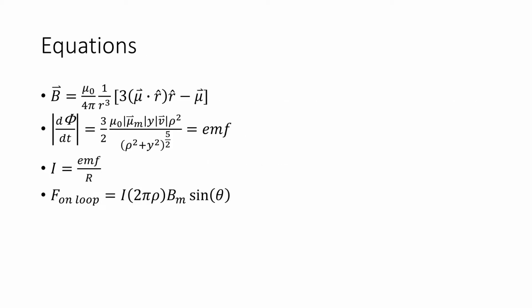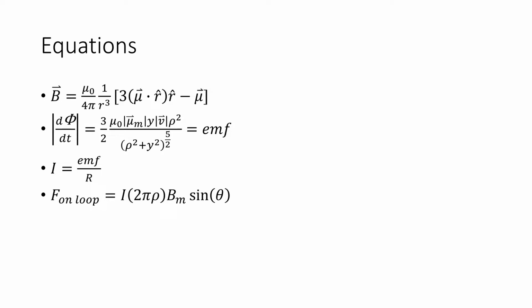These are the governing equations that I used. The first is the calculation for the magnetic field of the falling magnet. R is the distance from the bottom tip of the magnet to the edge of the loop, and mu is the magnetic moment. The next equation is Faraday's law. It states that the time rate of change of the magnetic flux is equal to the EMF of the ring. For this experiment, it can be found using this equation, where mu naught is a constant, y is the vertical distance between the magnet and the ring, and rho is the radius of the ring.